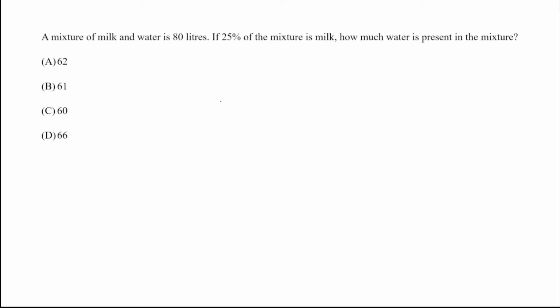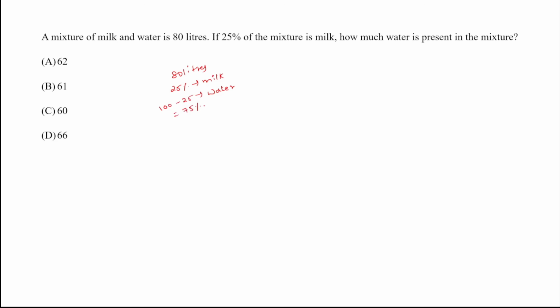The next question is, a mixture of milk and water is 80 liters. If 25 percentage of the mixture is milk, how much water is present in the mixture? So here in the question they are given the total mixture contains 80 liters and also the 25 percentage is milk. Then we need to calculate how much water is present in the mixture. So here out of 100 percentage, 25 percentage is milk. That means the water is in the percentage of 100 minus 25 which is equals to 75 percentage.